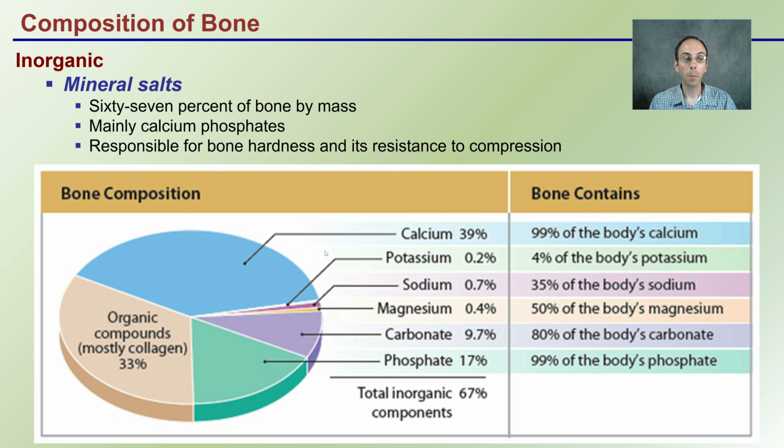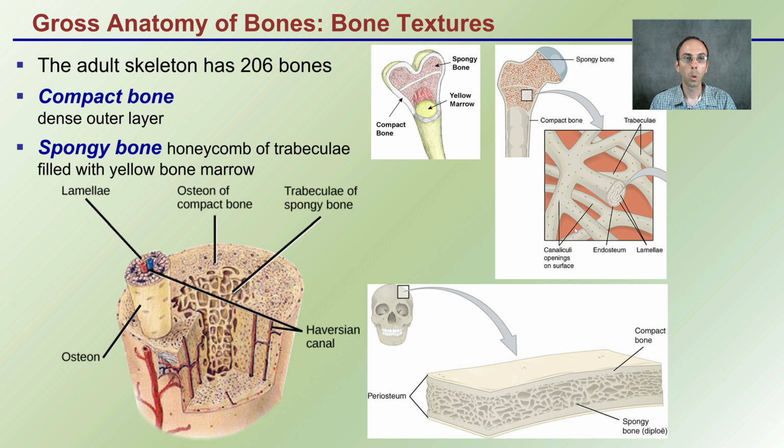So you can again just see the comparison of what a bone is made out of and what percentage it makes up of the body. Calcium and phosphate being key ones. While bone is 17% phosphate, it's again 99% of your total phosphate in your system. The gross anatomy of bones is in bone textures. The adult skeleton has 206 bones.